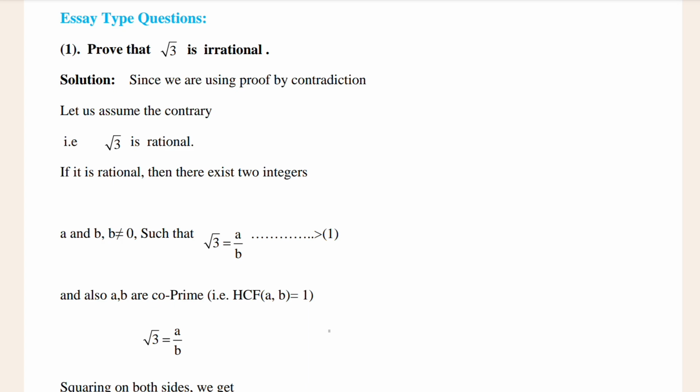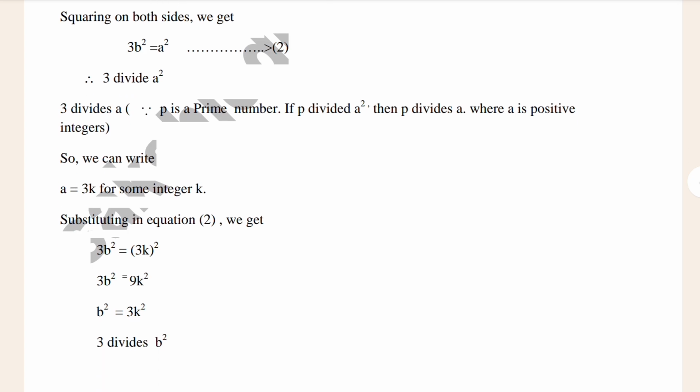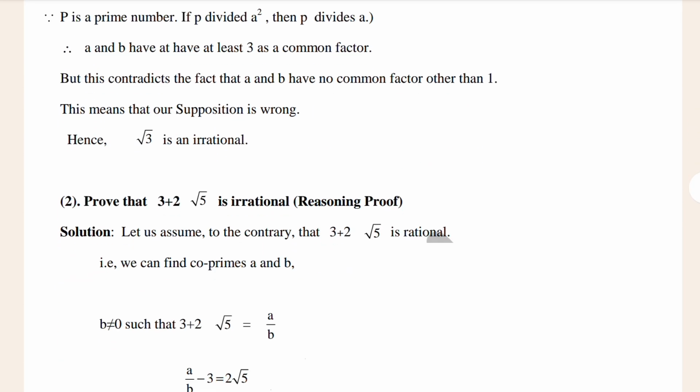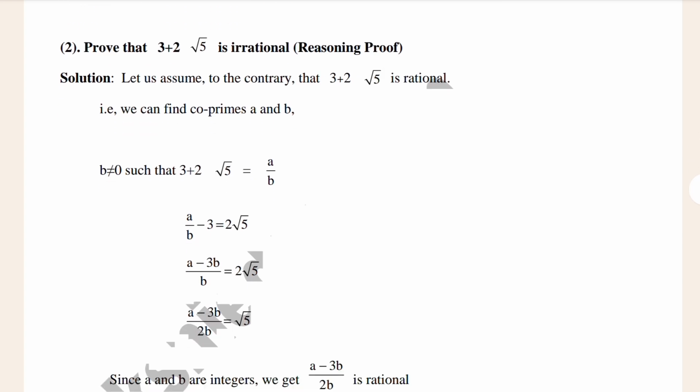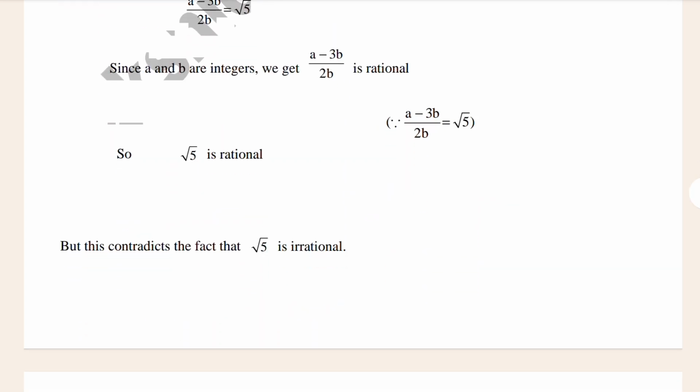Prove that root 3 is an irrational number. Okay? And then here you can see. Then prove that 3 plus 2 root 5 is an irrational number. This is a very important question. They will definitely ask you this question in 7 marks.